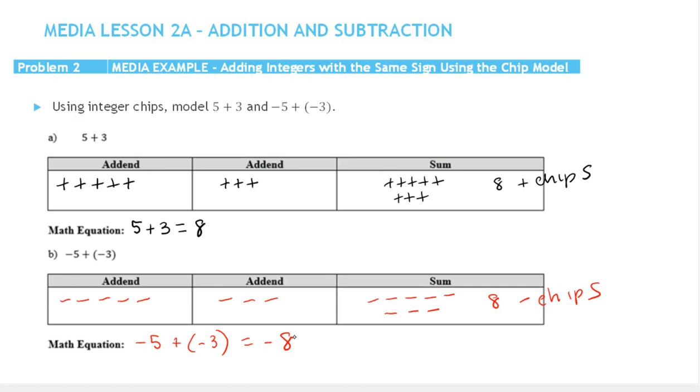So notice that we have adding integers with the same sign, these two problems together, because notice how they're similar. When we're adding two positive chips, the total amount of chips accumulate, and you basically sum up the chips and keep the sign. Same thing happened here, negative 5 and negative 3. When you combine them, you have a total amount of 8 chips, but they're all negative, so you keep the sign and sum the numbers.